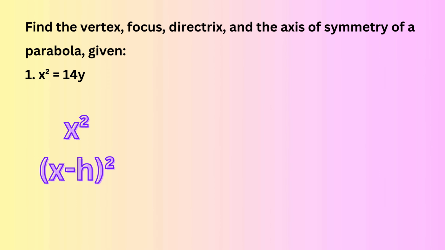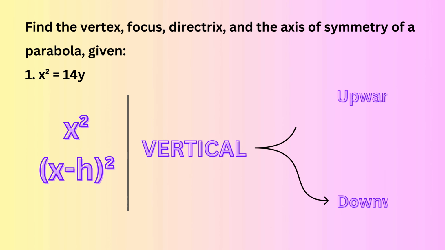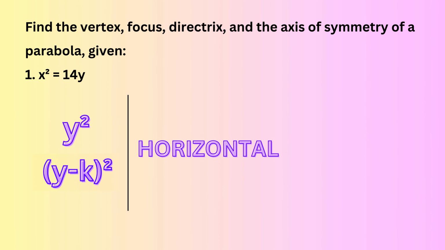If x, or x minus h is squared, then the parabola is vertical. It can open upward, or downward. However, if y, or y minus k is squared, then the parabola is horizontal. Meaning it either opens to the left, or to the right.